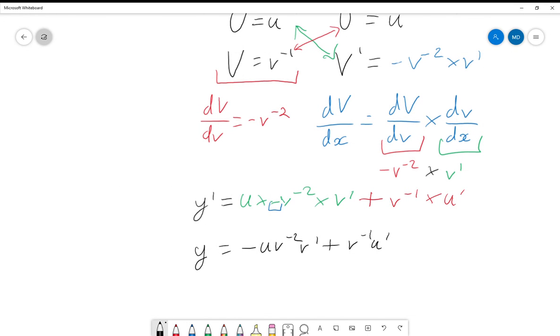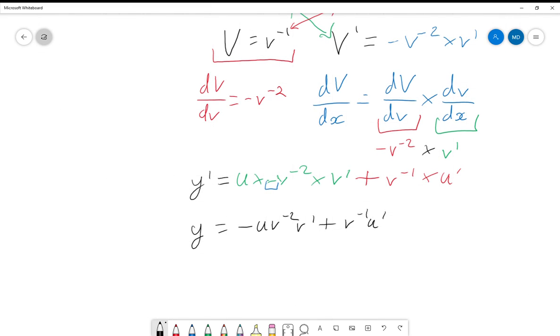And now we were dealing with a quotient originally, so we probably want to turn those negative powers into fractions. So we've got y dash, let's not forget the dash, is equal to minus u v dash over v squared, plus u dash over v. Apologies there. And that's not minus 2, that's just power of 2 at this point, because we used up the negative when we wrote it as a fraction.